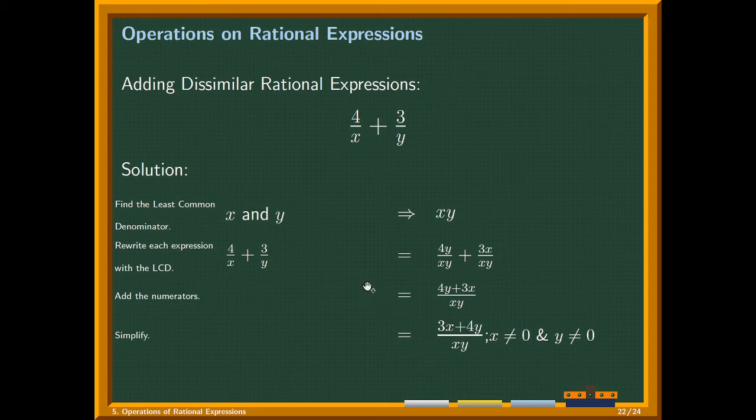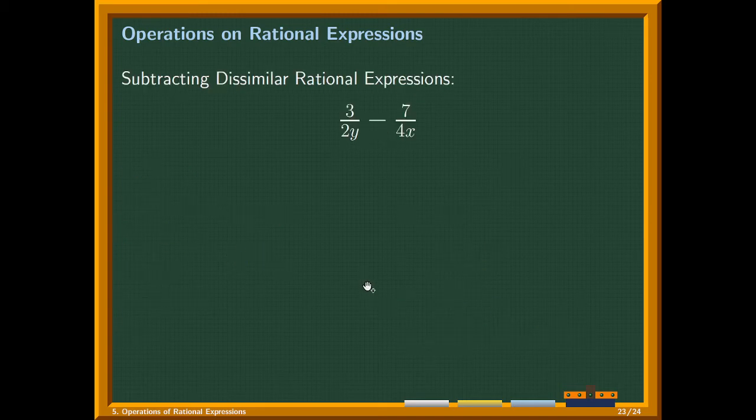So, another example. Let us proceed to subtraction. Okay, subtraction. Medyo ato i-level up ni.